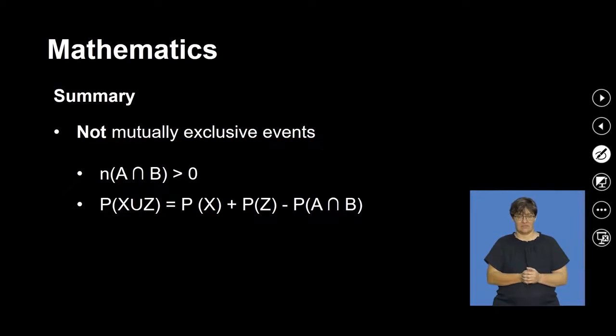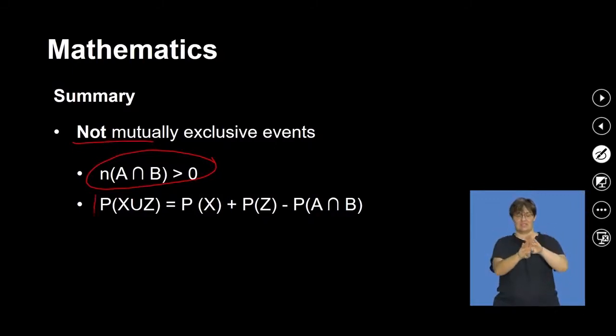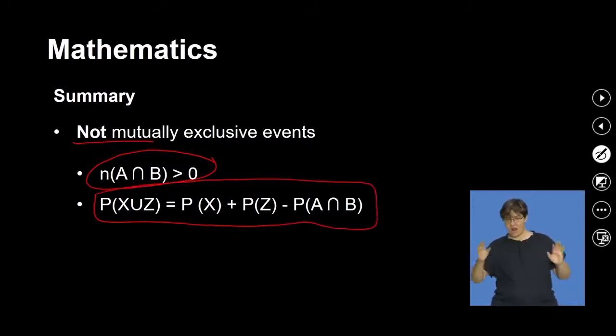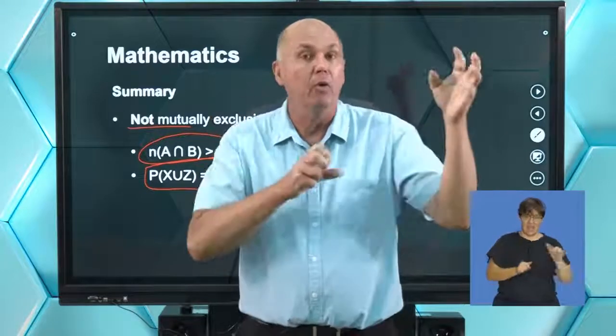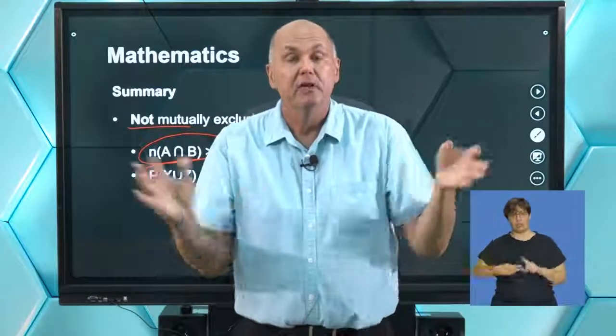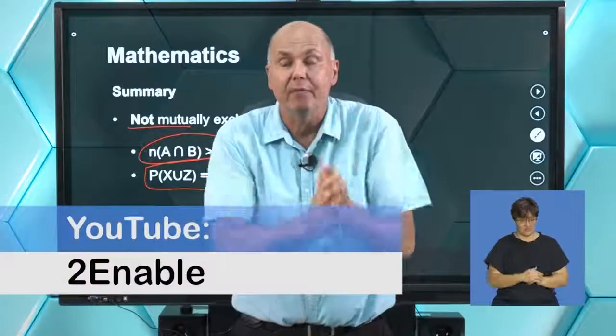And then for those that are not mutually exclusive, recognize that there are elements in the intersection, and we have this longer rule where we subtract those elements in the intersection, because we don't want to count the elements in A and B, or X and Z, twice. So we've got to subtract them from the intersection.